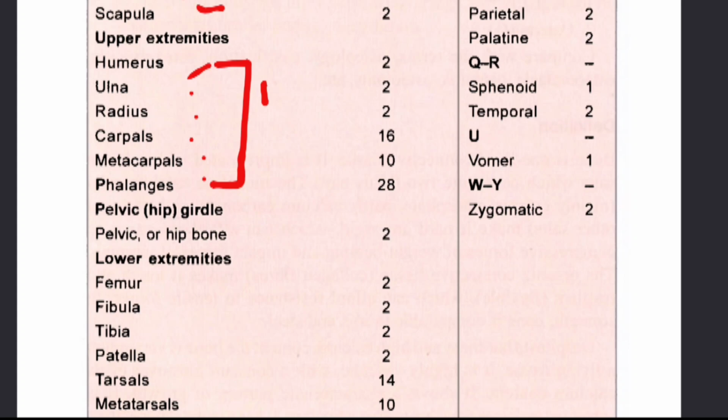After that we talk about the pelvic girdle or hip bone. Then there are the lower extremities, like femur, fibula, tibia, patella, tarsals, metatarsals, and phalanges. These are of the legs. This is for the hand and this is for the legs. So these are the peripheral bones, or the appendicular skeleton.